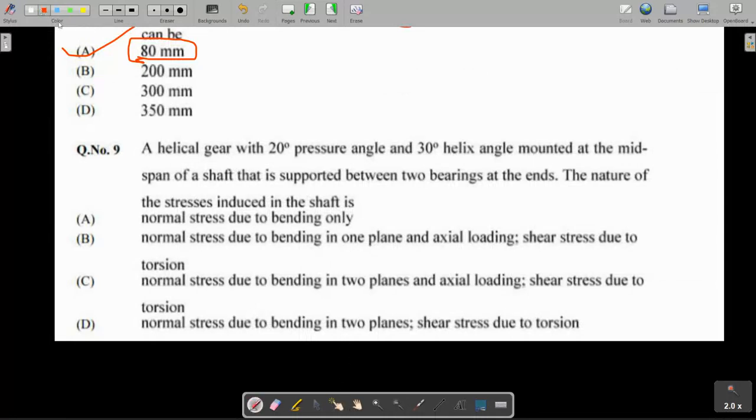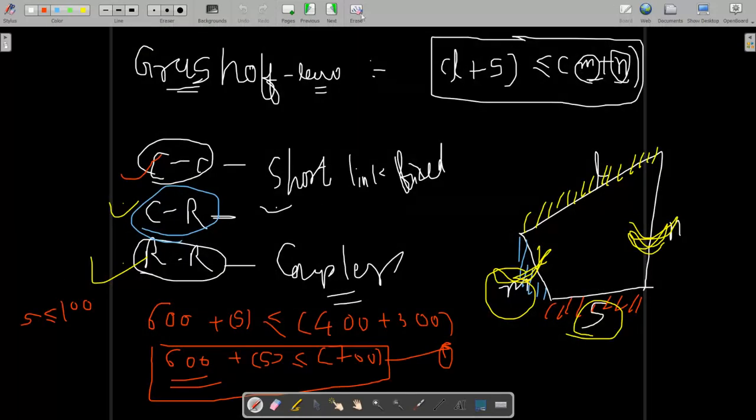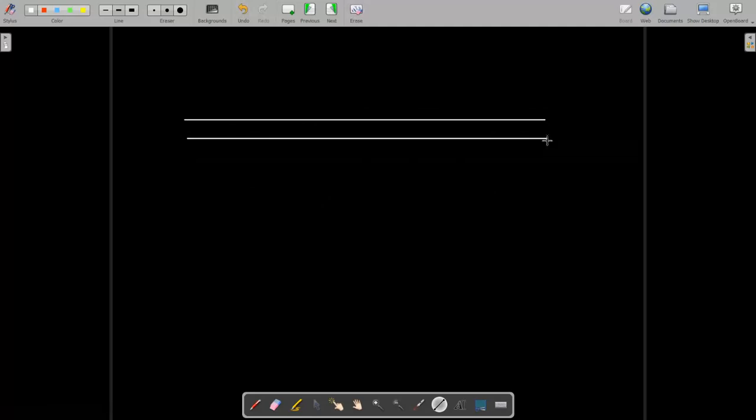The question is, a helical gear with 20-degree pressure angle and 30-degree helix angle. Okay, so helix angle alpha, pressure angle phi. It is mounted on the mid span of the shaft and it is supported between the two bearings at the end. The nature of stress induced in the shaft is, so first of all we have to draw the given condition. So this is the shaft, and it is supported by two bearings. Suppose this is the bearing.